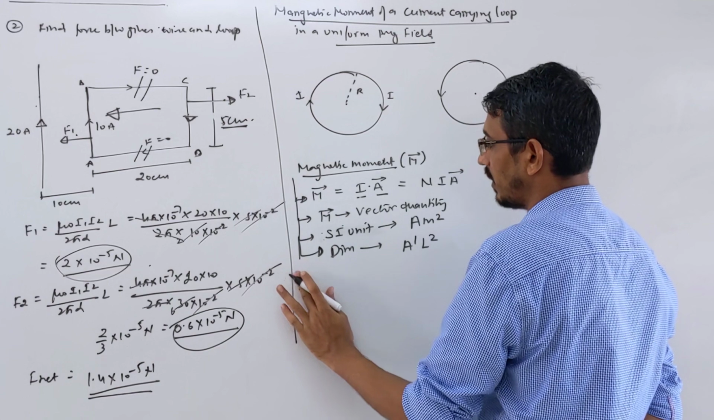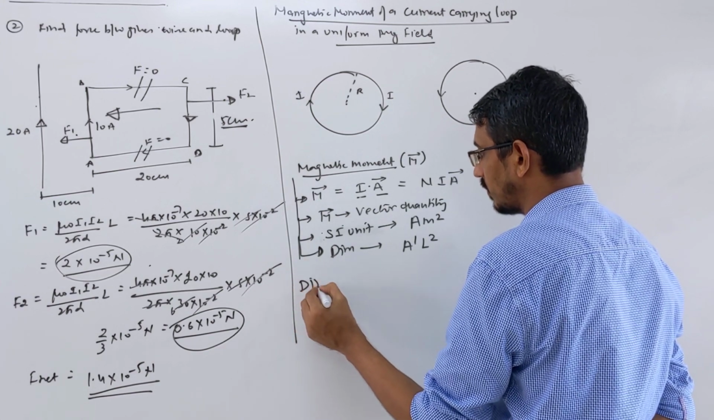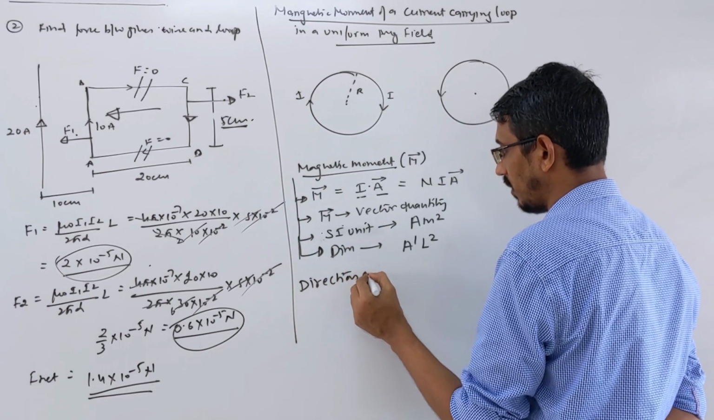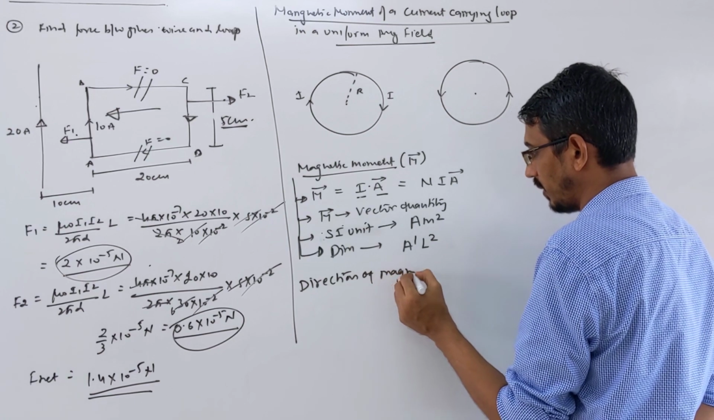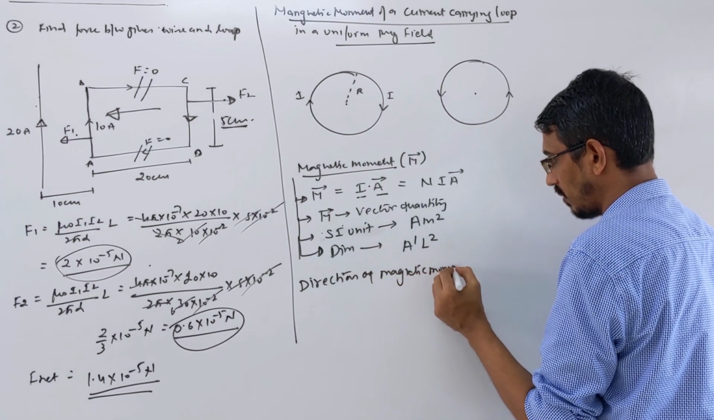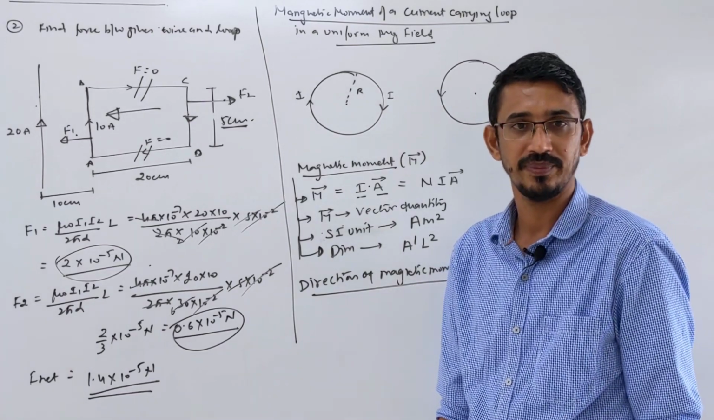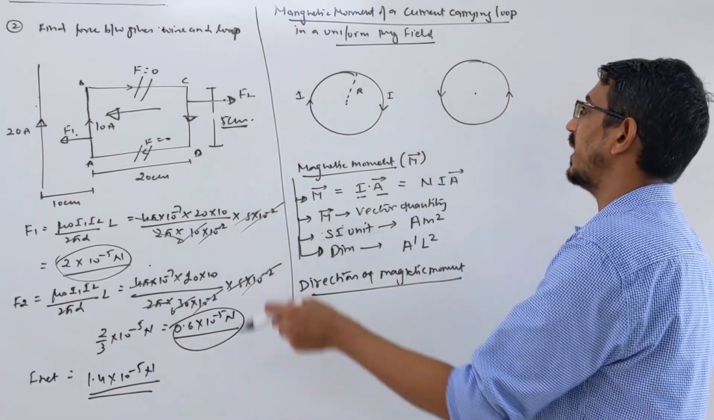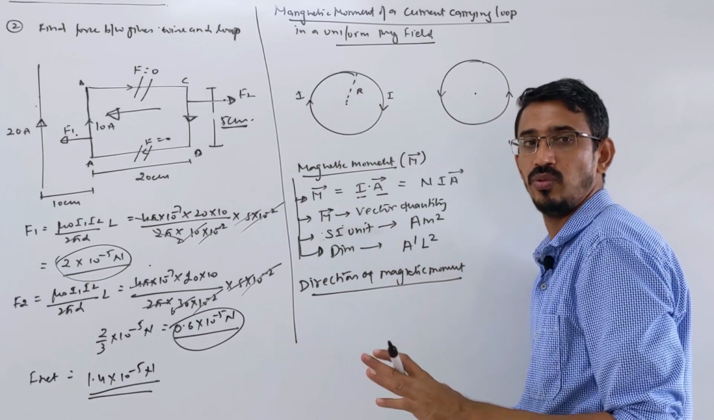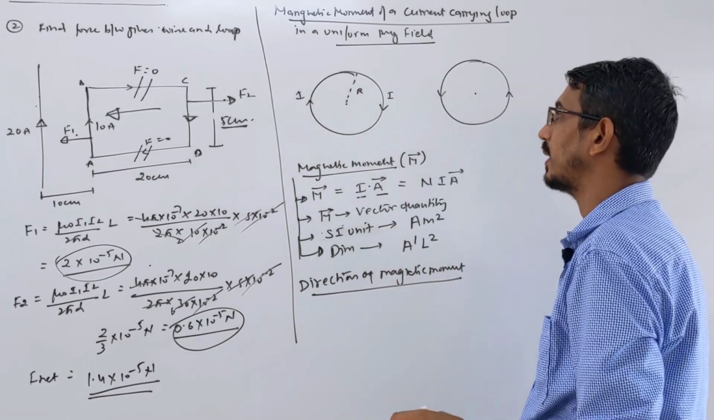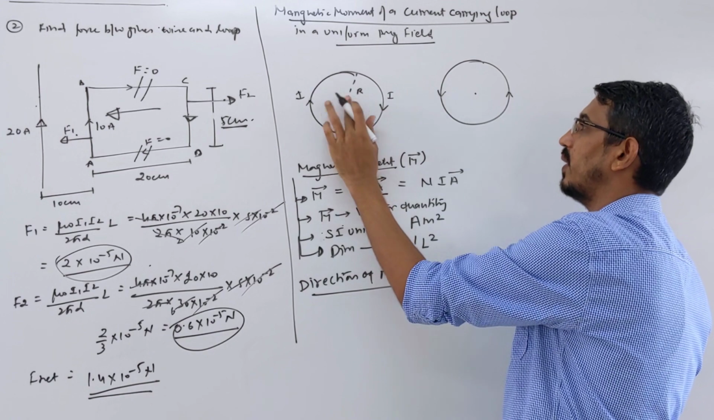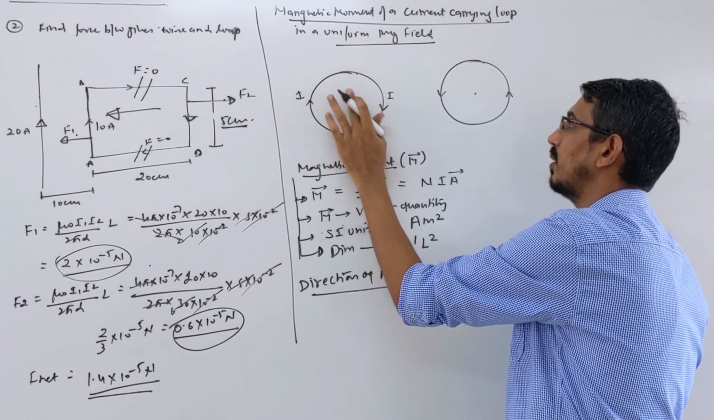Now important is what? Direction. Direction of magnetic moment. So what is the direction? That's important. There are two ways to find direction. Suppose you know the direction of the current in the loop. Then you can write like this. Suppose this is a clockwise current. Then what do you do? Listen carefully.